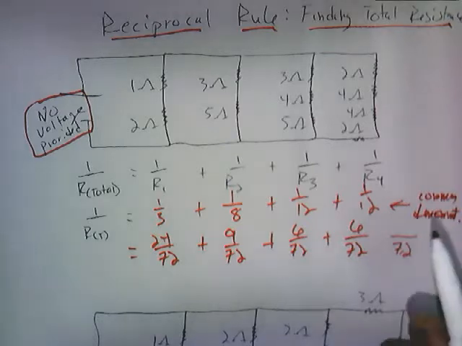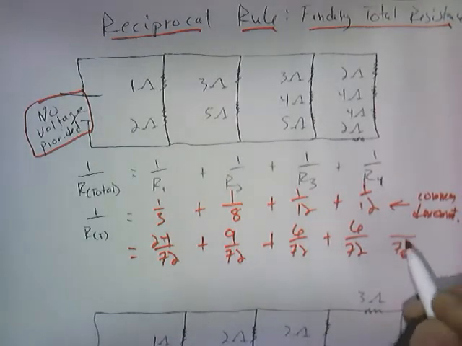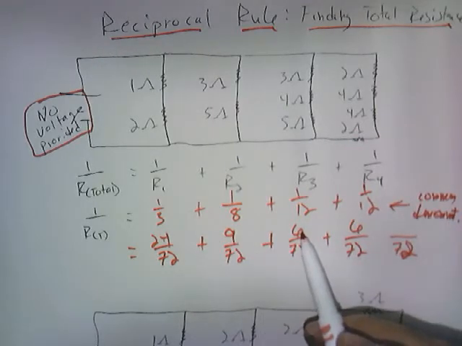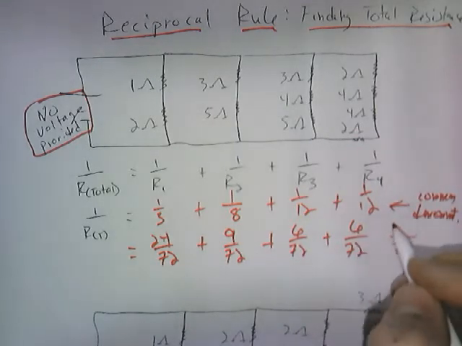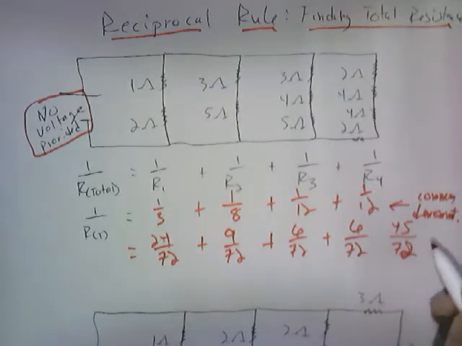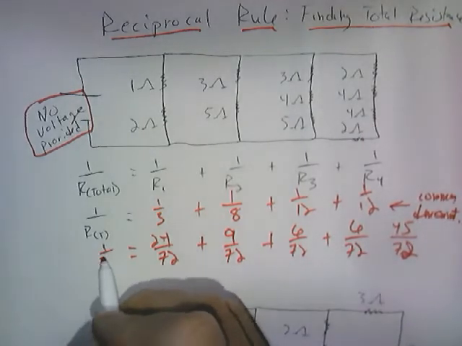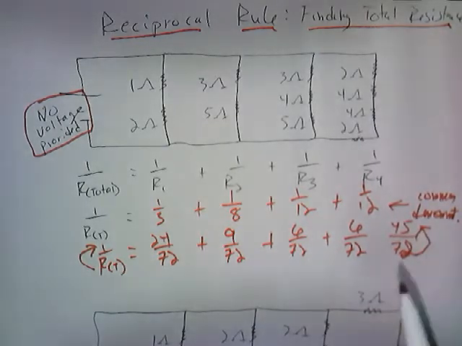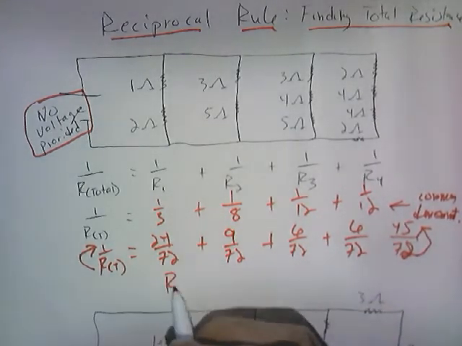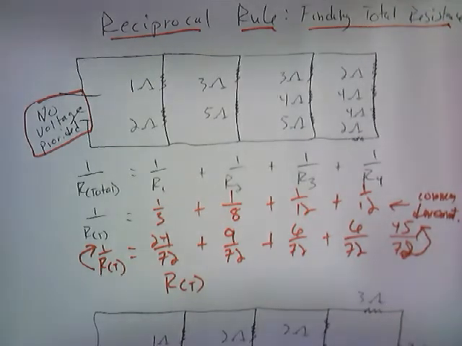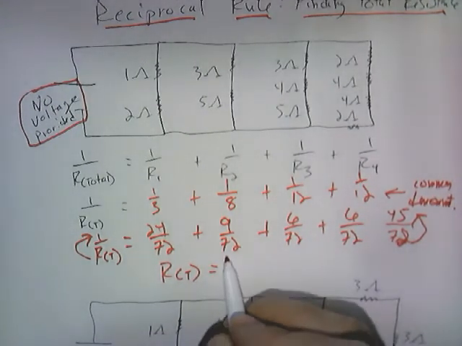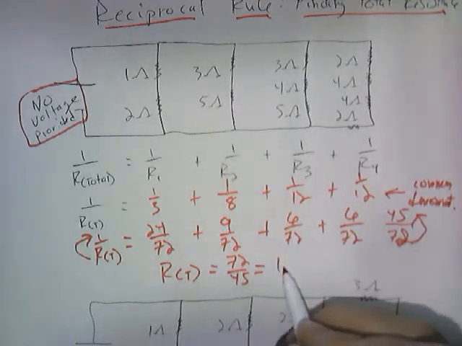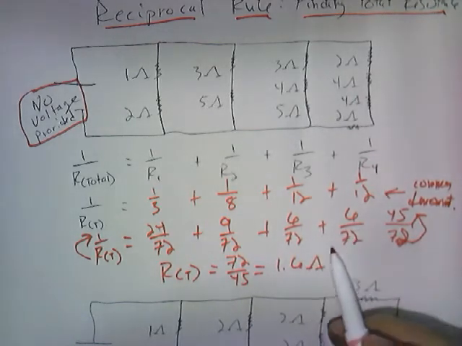Now over 72, I'm going to add all these together. 24 plus 9 is 33, plus 6 is 39, plus 6 is 45. So I have a fraction, 45 over 72. But remember, this is 1 over the total resistance, so I need to obey the reciprocal rule. The total resistance is going to equal 72 over 45, which comes out to be 1.6 ohms of total resistance.